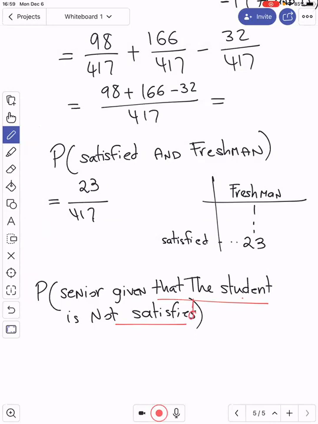Right, so the size of the sample would be the number of not satisfied students. And so how many not satisfied students in total? We have 71. So we need to divide by 71, right? Because we know that the student is not satisfied. It's not a random student. It's a student who's not satisfied. And you have 71. Now, among the 71 students, how many are senior? Not satisfied, right? 12. So then that's 12 over 71.